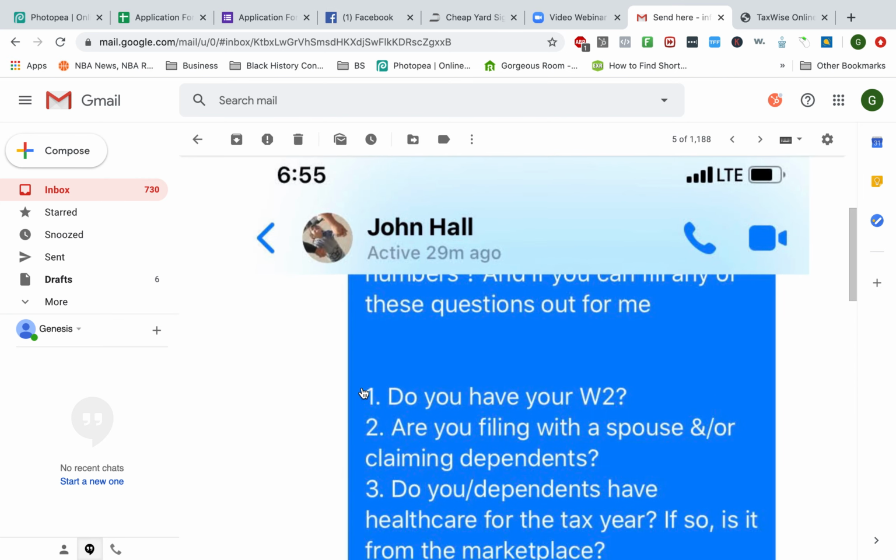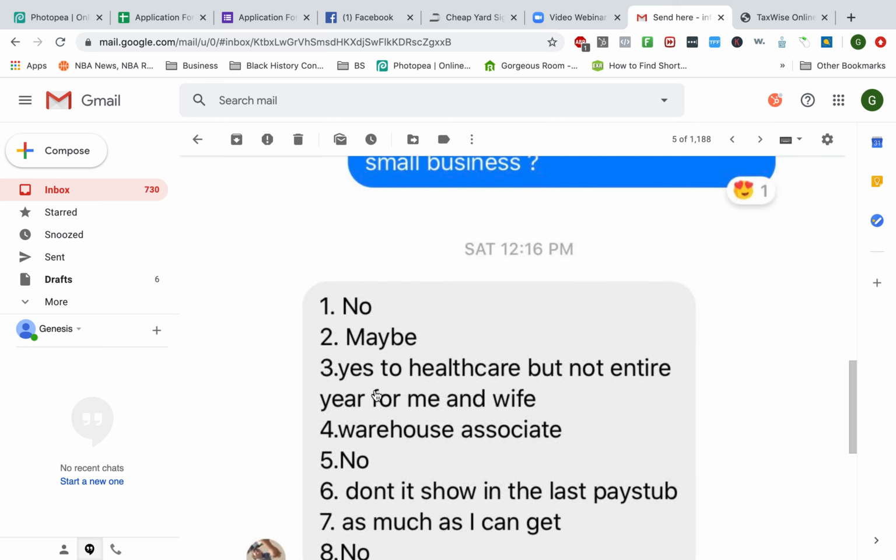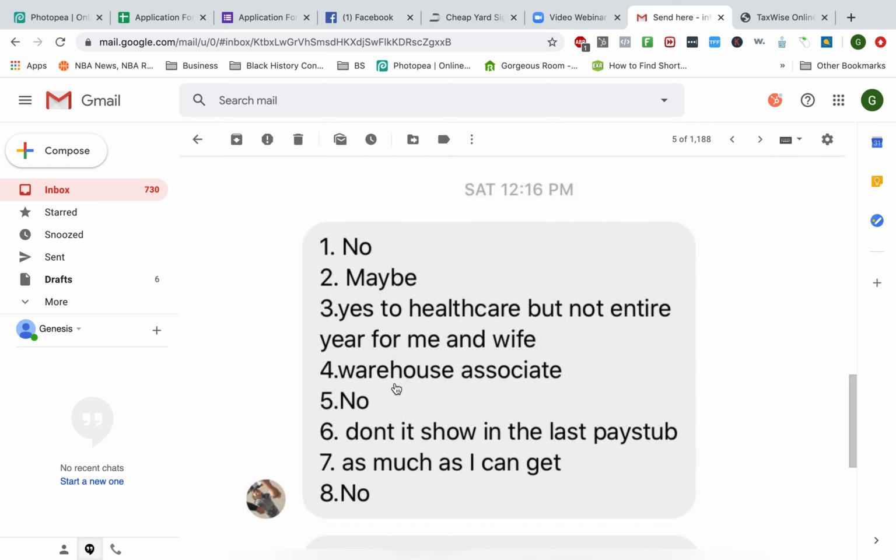He's saying maybe to filing with the dependent. I'm assuming that he has a girlfriend or a wife that is filing with the dependent, and they're trying to see who gets more back. Yes to healthcare, but not the entire year for me and wife. So he has a wife, a spouse. He's either going to be filing married jointly or married separately, so I'm assuming he's trying to figure out which one is the greater of the two.